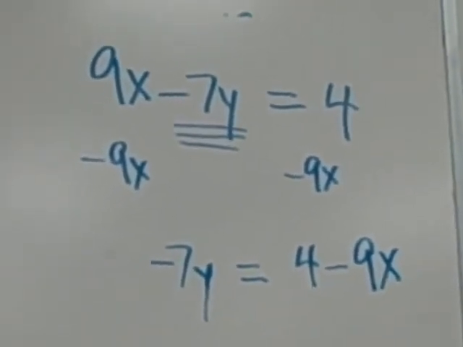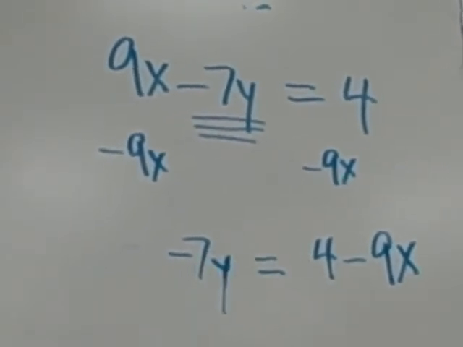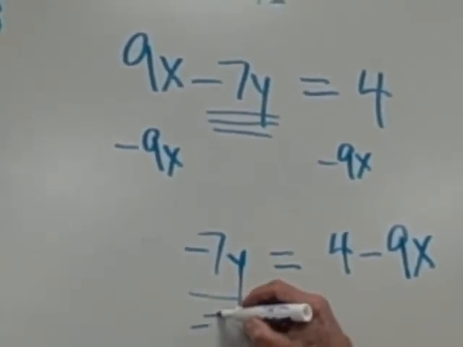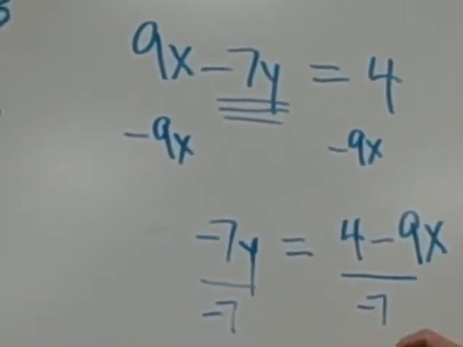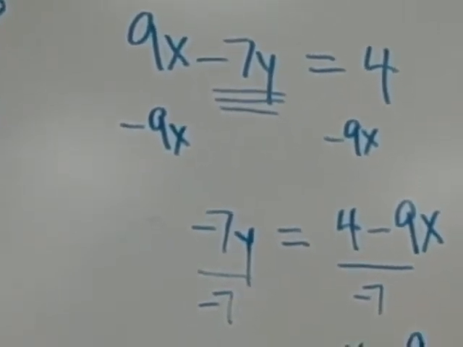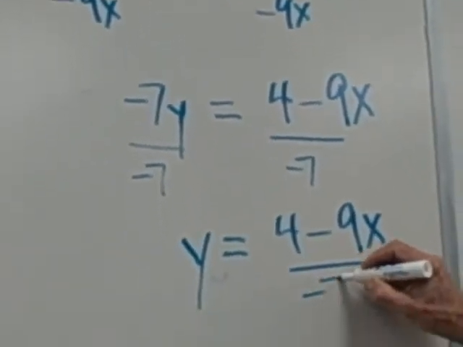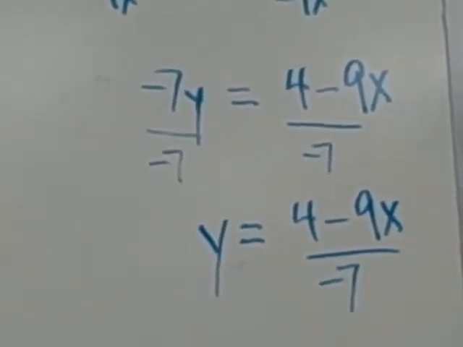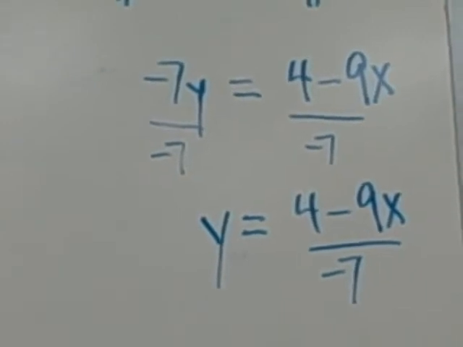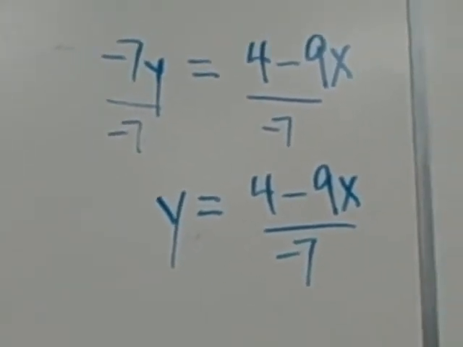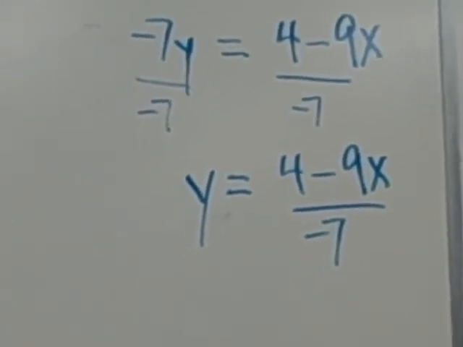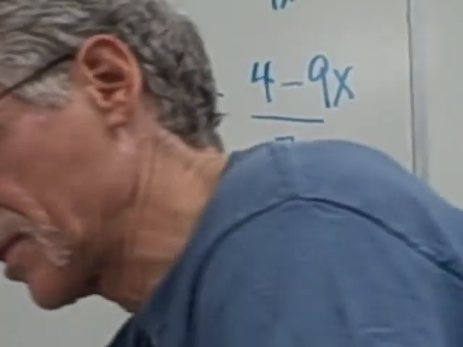Now what do I do? Divide by negative 7, right? Now I divide by my negative 7. And so the answer is 4 minus 9x over negative 7. Now there's another way to write that answer. Let's see if that answer is there. Is it? Actually it is. Isn't it B? Yeah, it's choice B. Okay, we're fine. Let's look at number 14.